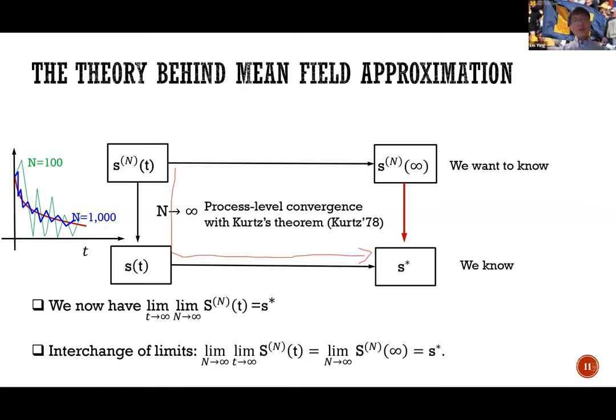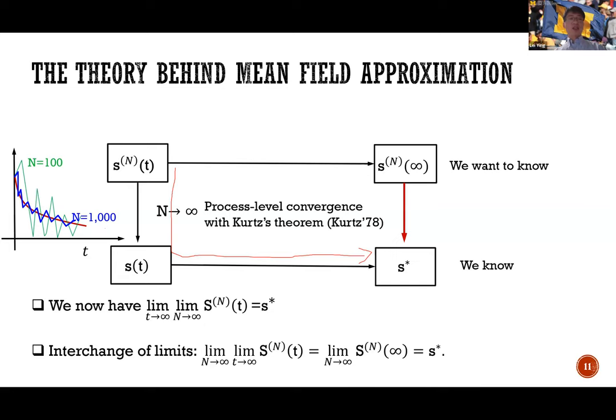So you can see if we compare what we want and what we already have, the difference is that the limit is taken in a different order, right? What we can establish is if we let n go to infinity, then let t go to infinity, it converges to S star. What we want to show is if we let t go to infinity first, then we have the steady state. Then if we let n go to infinity, we can show the steady state converges to S star, the mean field limit, right? So the key here, therefore, is whether the limit can be exchanged, right?